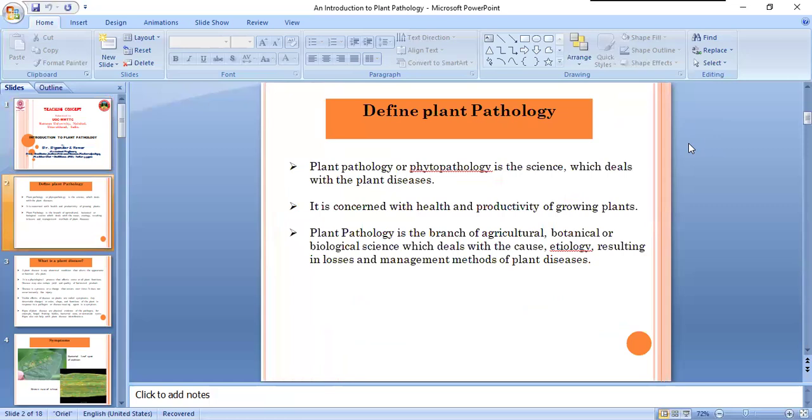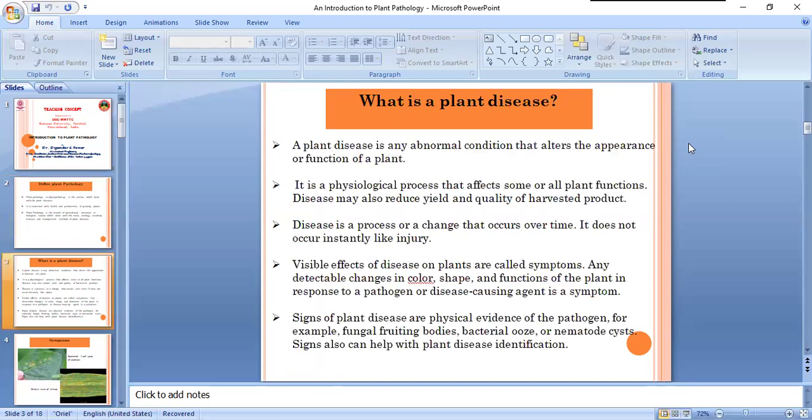Dear friends, first of all, we can discuss the definition of plant pathology. So, what is plant pathology? Plant pathology or phytopathology is the science which deals with plant diseases. It is concerned with the health and productivity of growing plants. Plant pathology is the branch of agricultural, botanical, or biological sciences which deals with the cause, etiology, resulting losses and management methods of plant diseases.